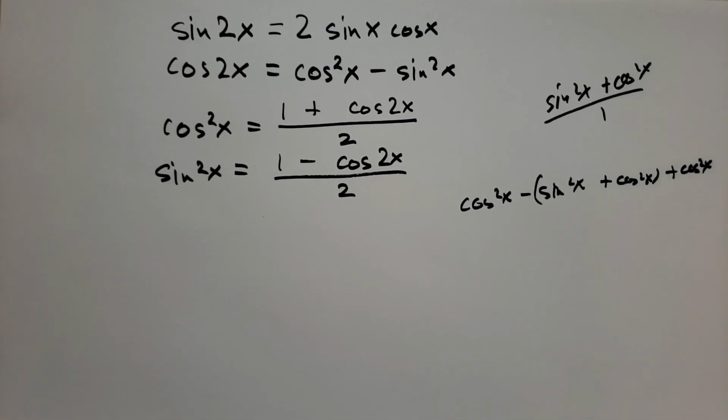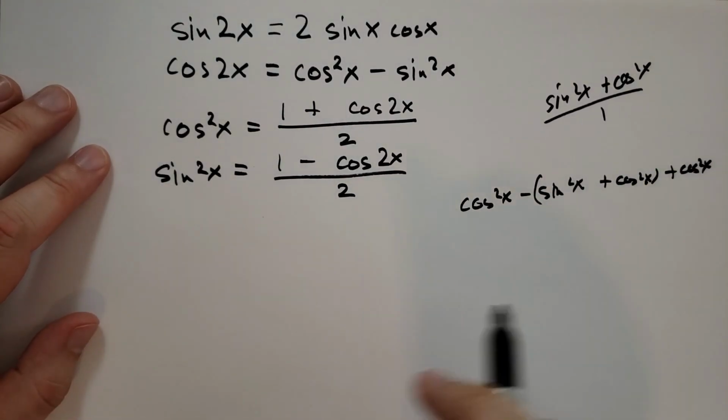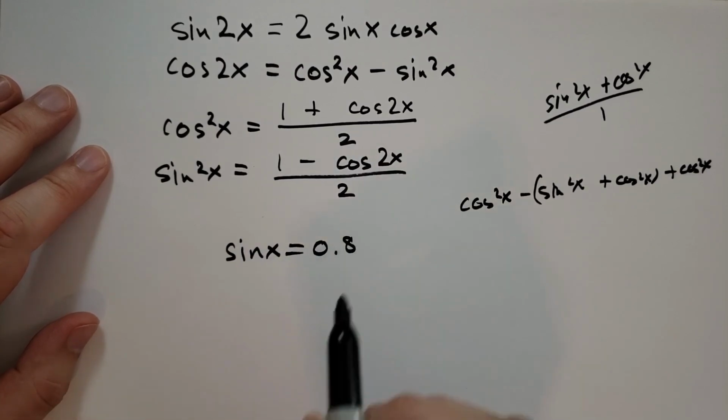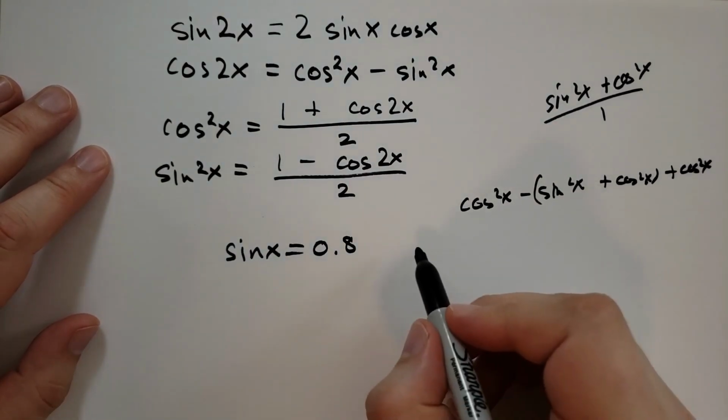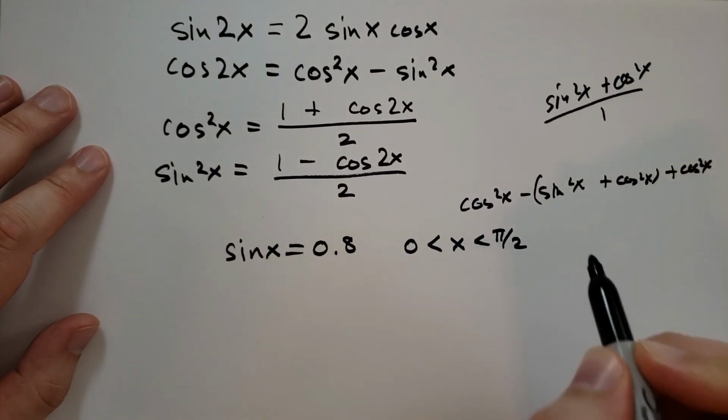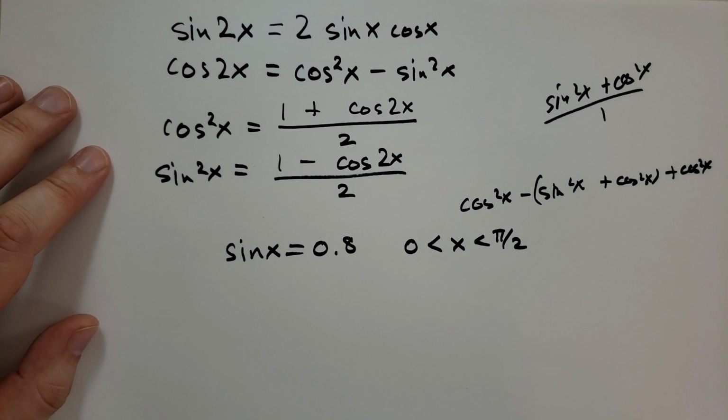Suppose that x is a number such that sine of x equals 0.8. So we don't know what x is. We just know that sine of x equals 0.8. Okay, and we know that 0 is less than x is less than pi over 2. So x is in that first quadrant.